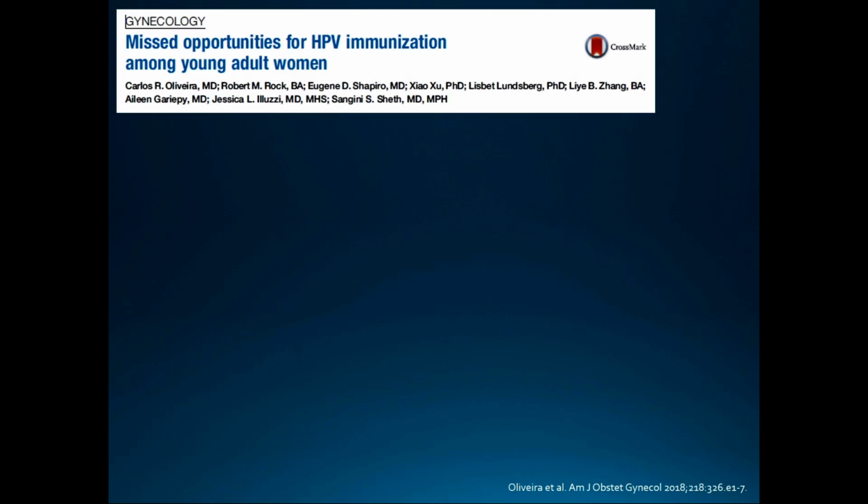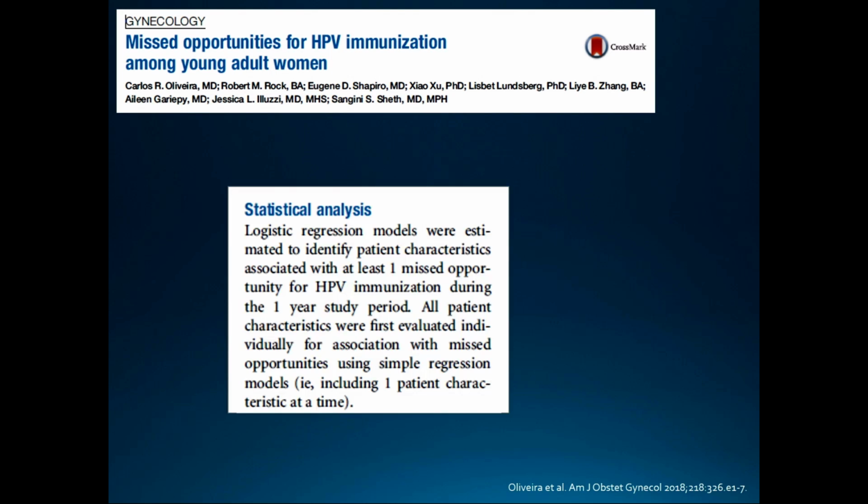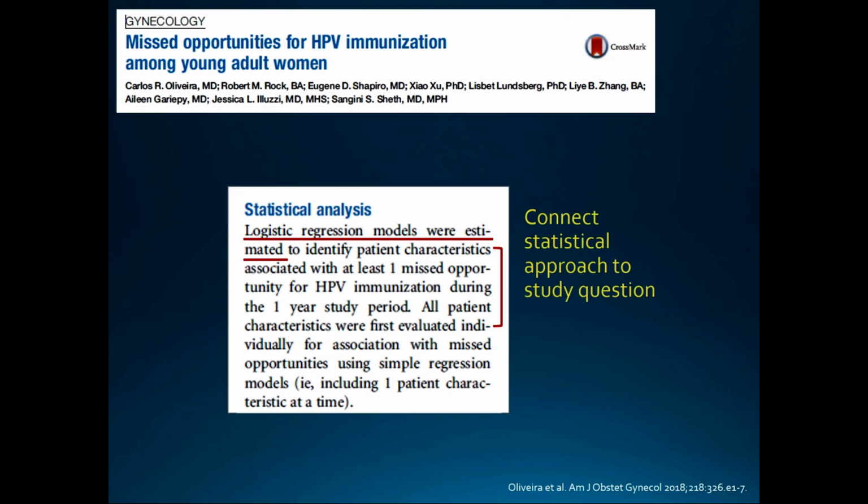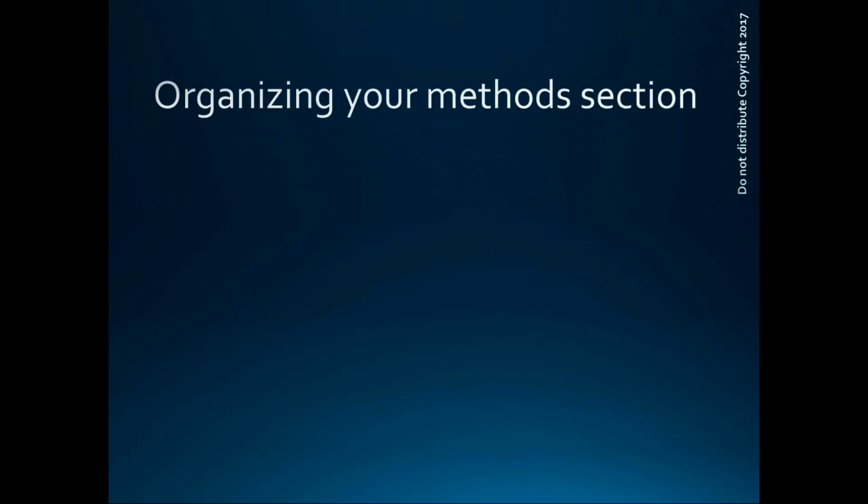This paper on missed opportunities for HPV immunization in young women has a nice statistical analysis section. The thing I like about it is that after identifying that logistic regression models were estimated, the authors explain what the models were used for. In other words, they connected their method to their study question. This really helps the reader understand what was done and for what purpose.